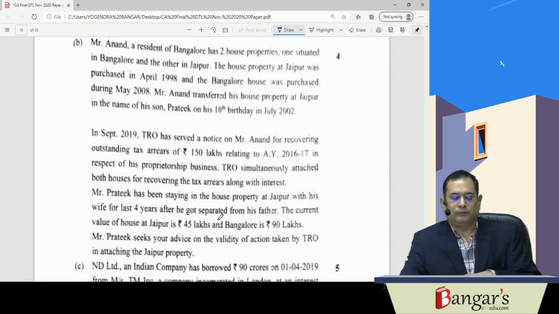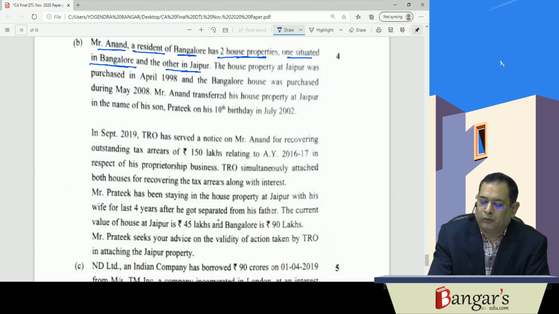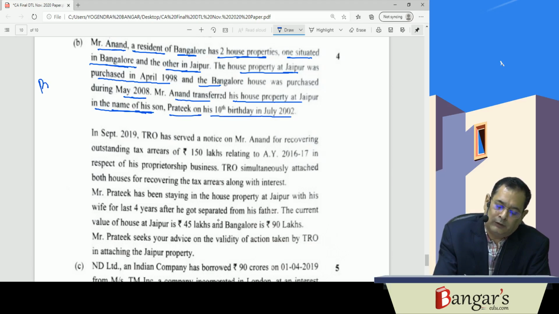Next question is, Mr. Anand, a resident of Bangalore, has 2 house properties, one in Bangalore, the other in Jaipur. The house property at Jaipur was purchased in 1998 and the Bangalore one was purchased in May 2008. Mr. Anand transferred his house property at Jaipur in the name of his son, Pratik, on his 10th birthday in July 2002. So the property is basically transferred to his minor son.